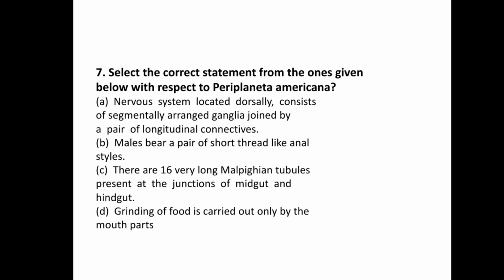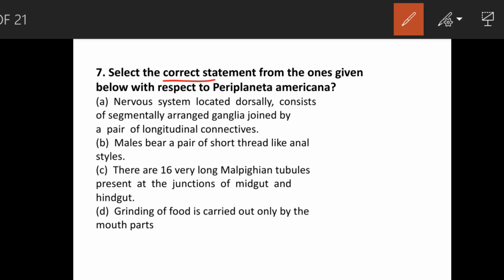Next question we see, select the correct statement. Again 3 statements are wrong, 1 is right. Nervous system located dorsally consists of segmentally arranged ganglia joined by a pair of longitudinal connectives. Males bear a pair of short thread like anal styles. There are 16 very long malpighian tubules present at the junction of midgut and hindgut. Grinding of food is carried out only by mouth parts. Students, comment your answer.